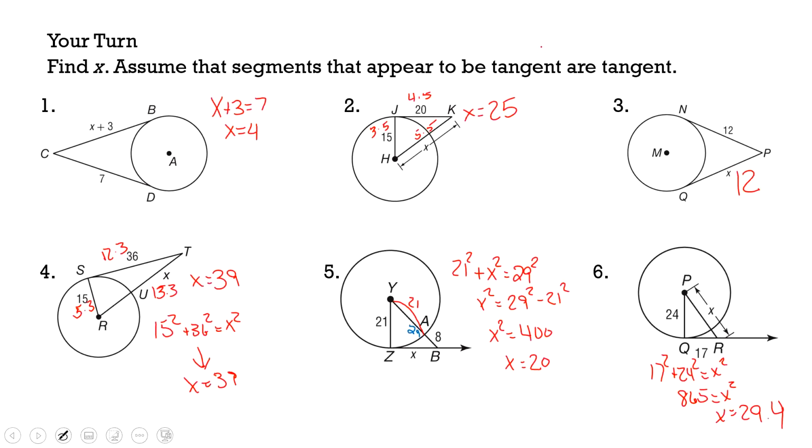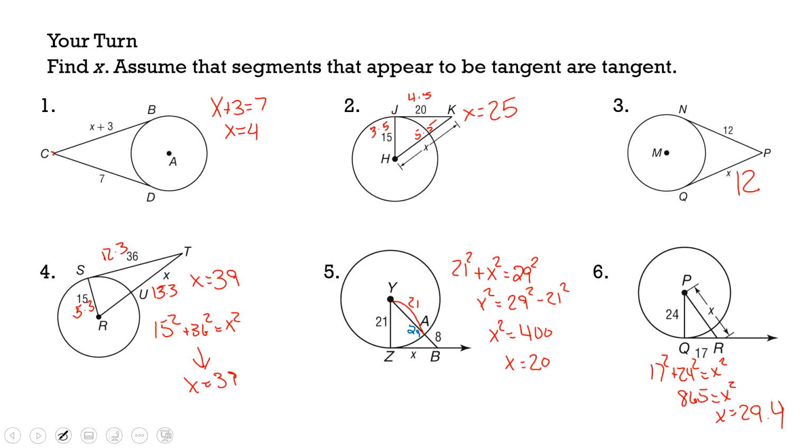Okay, now that you've finished, here are all the answers. They're fairly simple problems. We're told that all the segments are tangent. We were asked to assume that they were tangent if they appeared to be tangent, so we said that they were. We're just going through. Tangent point, same point on the outside of the circle, they're going to be equal. So x plus 3 has to equal 7, so x equals 4.